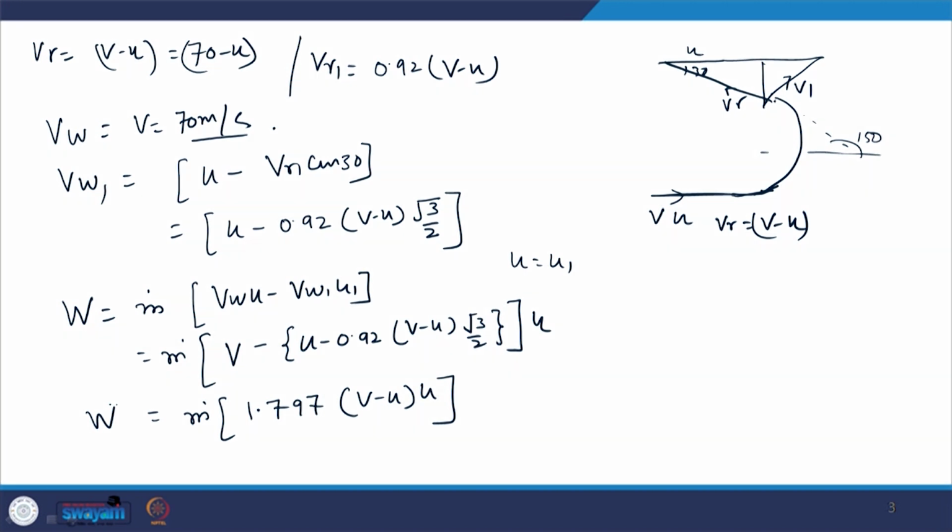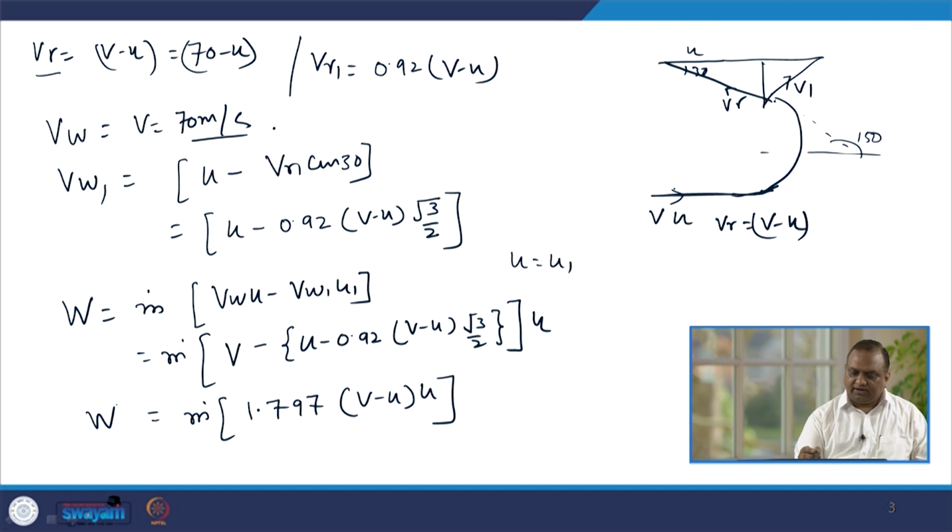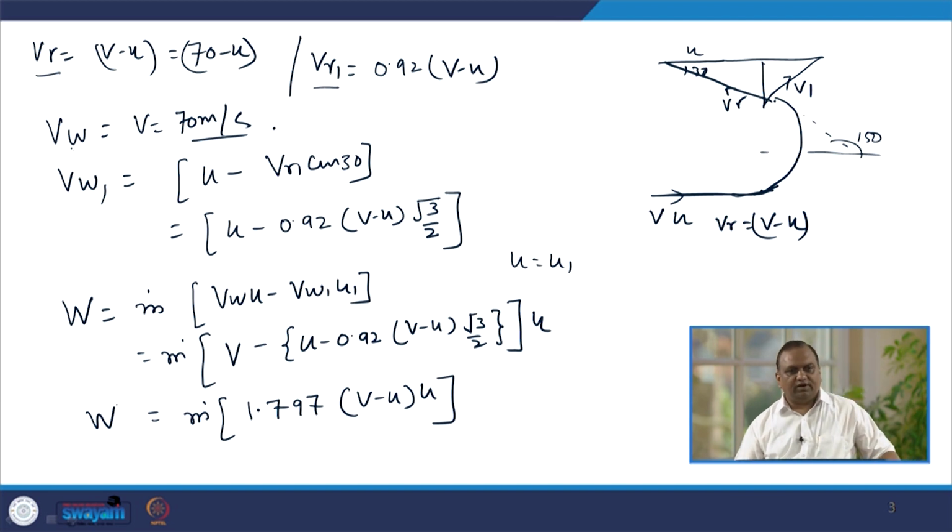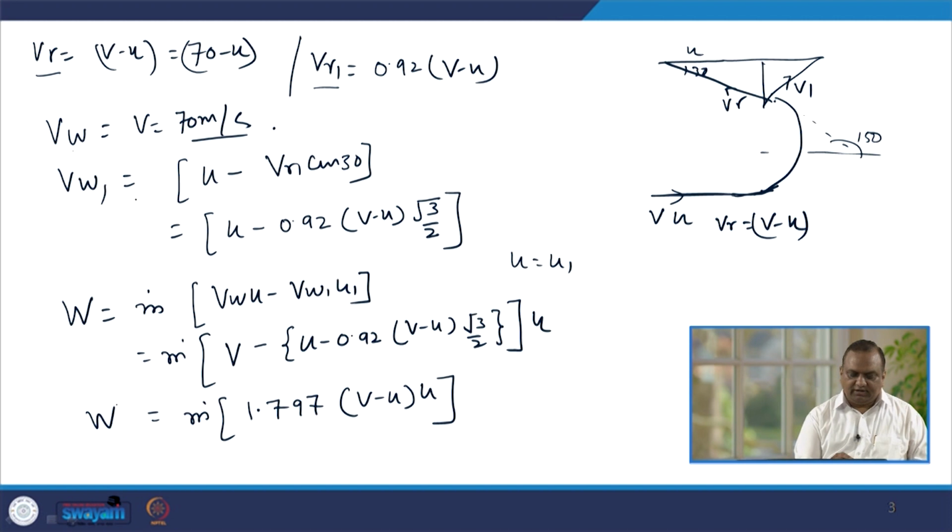Now look at the numerical: the deflection is 150 degrees, and the velocity is 70 meters per second. What we have done is first calculated the relative velocity at inlet, then the relative velocity at outlet. Then the whirl velocity, because the inlet angle is 0. And for the outlet, we have calculated the whirl velocity, because this is the relative velocity of the fluid going out, deflected at a 150 degree angle. So this angle is 30 degrees and this angle is also 30 degrees.